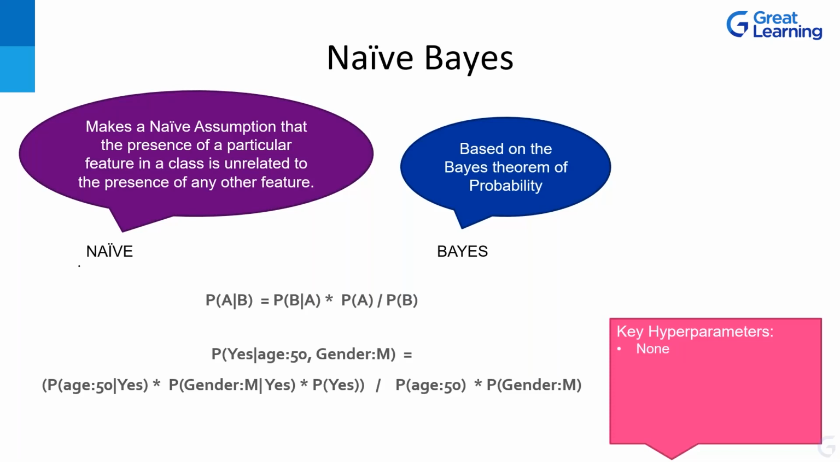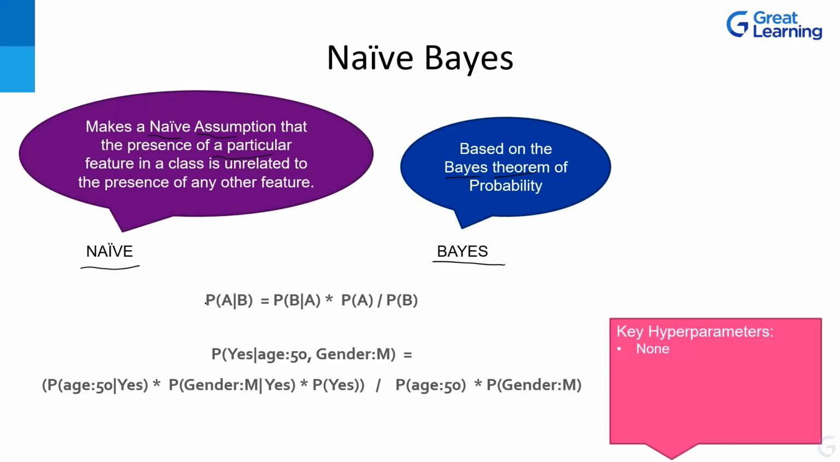If we quickly revise what a naive Bayes model is, it is called naive because it makes a very naive or simplistic assumption that each feature is completely independent of the other features, that there's absolutely no relationship between any of the features out there. Why is it called Bayes? Because it is based on the famous conditional probability theorem, which is called Bayes theorem.